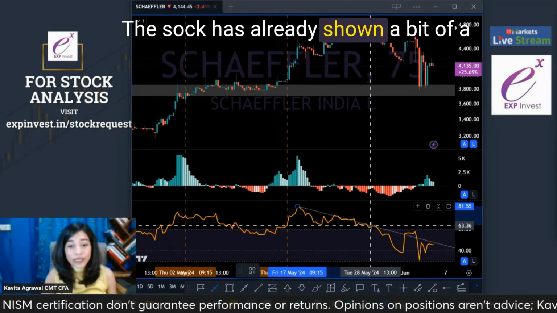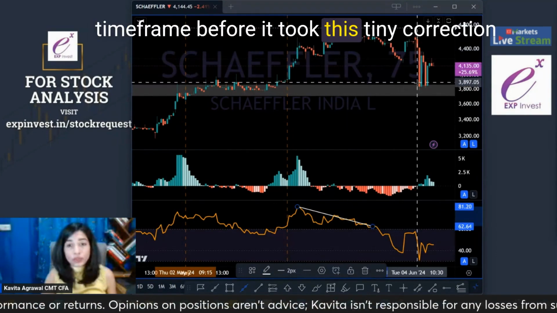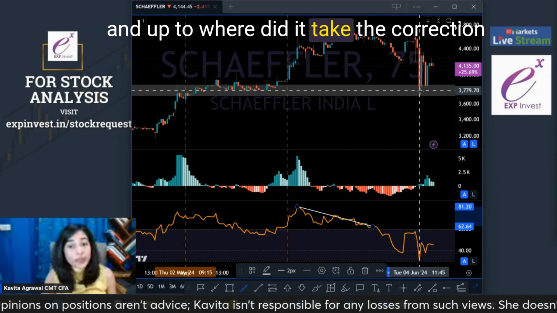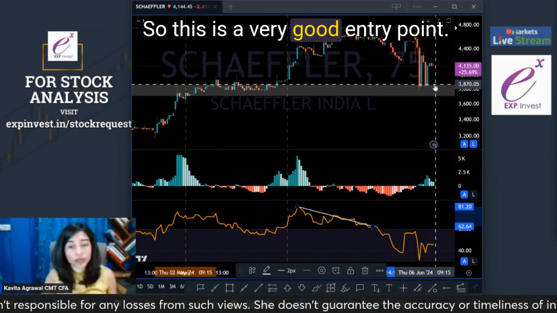The stock has already shown a bit of a negative divergence on the 75-minute time frame before it took this tiny correction. And up to where did it take the correction? Exactly where it gave the breakout. So this is a very good entry point.